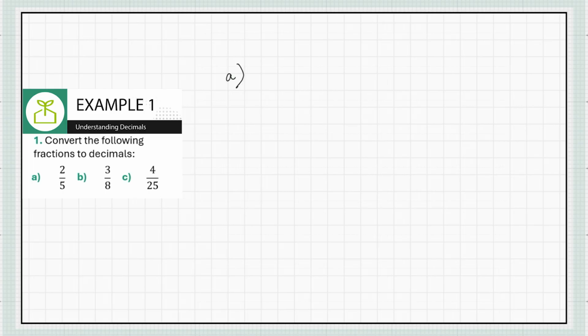We are asked to convert the following fractions to decimals. So we have 2 over 5. And we're aware that ultimately a fraction is just an unresolved division problem. So if we were to convert this into a division problem and solve, then ultimately we could see what this would look like as a decimal.